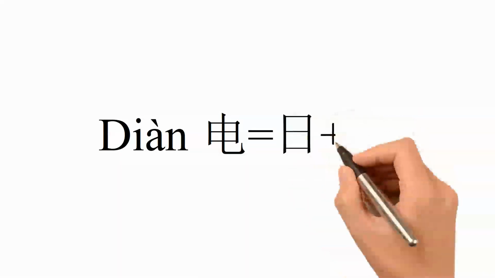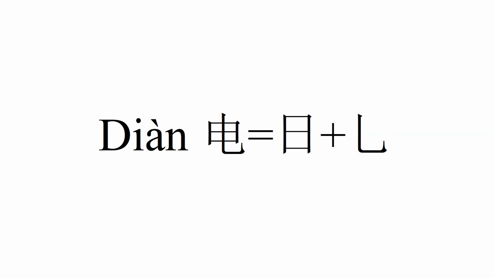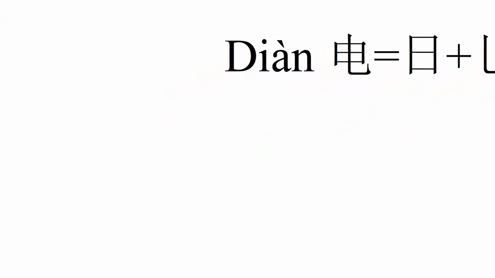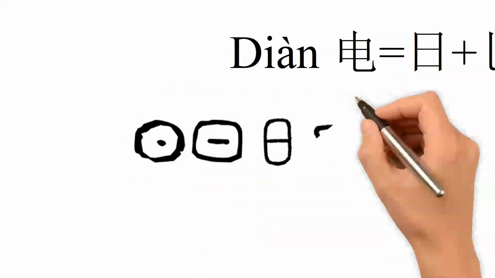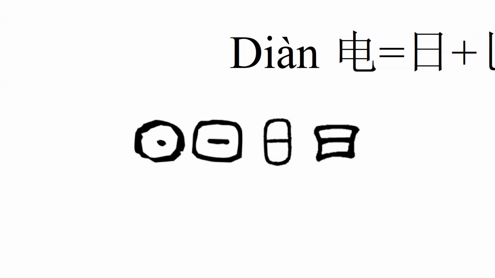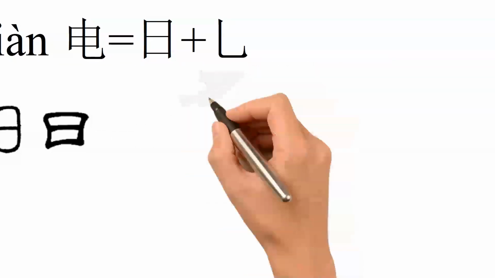And now let's move to the second word, 电. First, we need to divide it into two parts. There's the 日 and the stroke. From this picture, we can see that the 日 comes from the sound. So it literally means the sound, plus another meaning, day, like 1 day or 2 days.